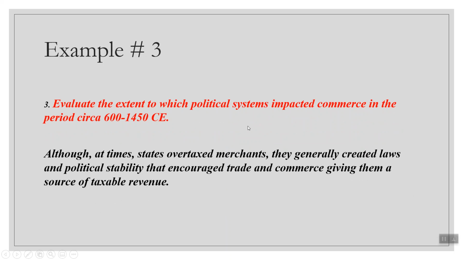Example number 3, evaluate the extent to which political systems impacted commerce. I don't know if I answered this question. Maybe we'll answer this in class. How about that? We will answer this in class. So I'm going to pause the video right there. Oh no, there it is. There's the answer. I'm not looking right. Here it is. So although at times states overtaxed merchants, they generally created laws and political stability that encouraged trade and commerce, giving them a source of taxable income.